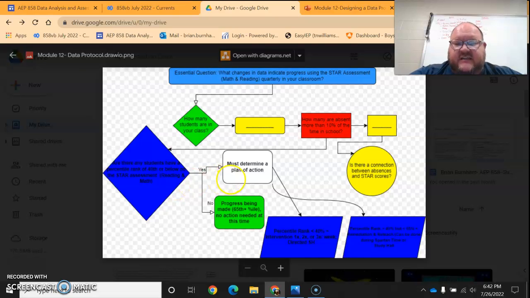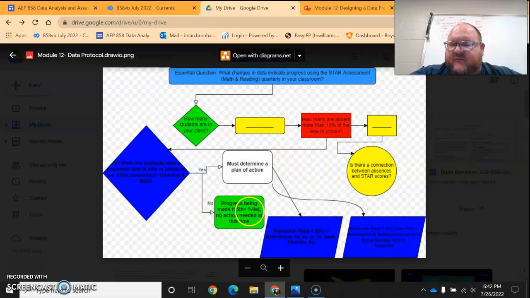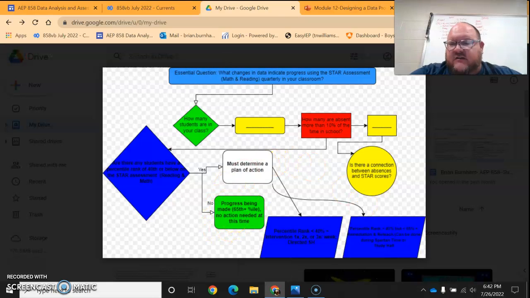And then if the answer is yes, then we have to have an action plan. If the answer is below 40, then they're going to go to directed study hall and intervention. If the answer is between 40 and 65, then they're just going to do remediation and reteach. If it's above the 65th percentile, that's considered progress being made and no action would be needed at this time.